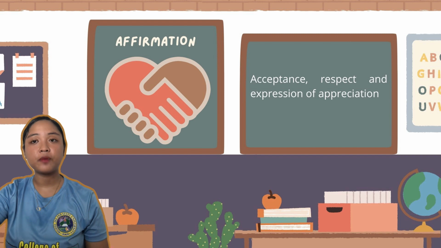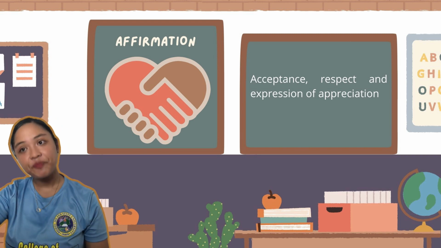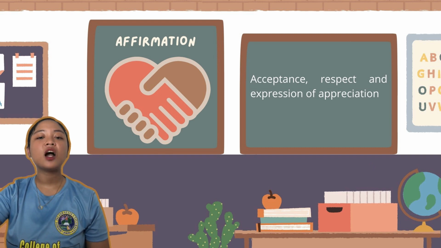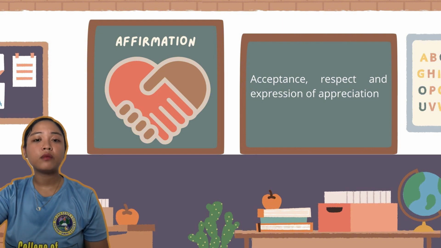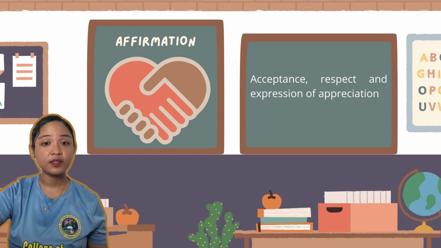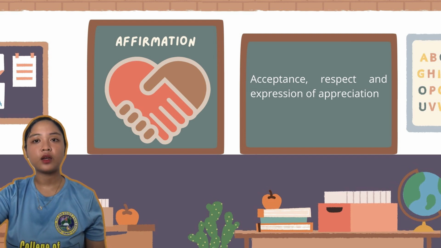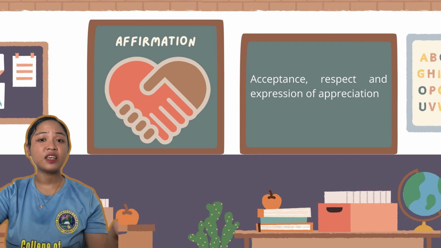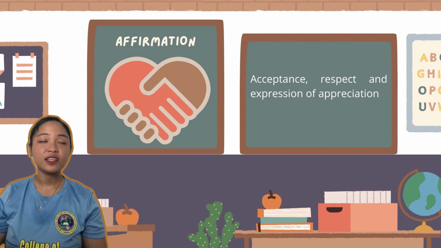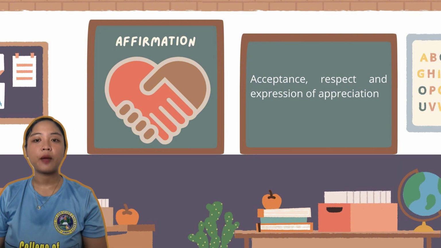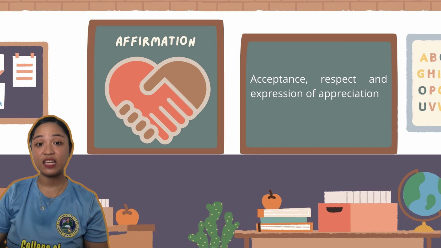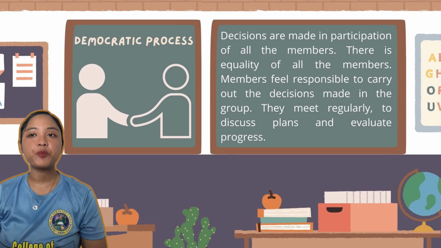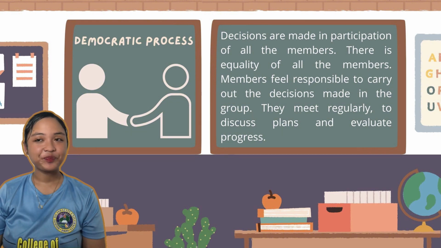Next is affirmation: acceptance, respect, and expression of appreciation. In this stage, your group mates share thoughts and suggestions, and you can accept and respect them and express your appreciation. Appreciate the ideas and thoughts shared in that group. Next is democratic process. Kindly everyone read.